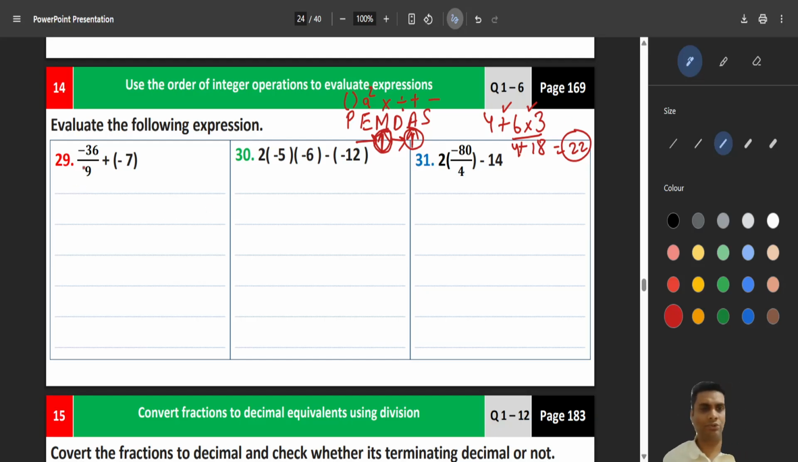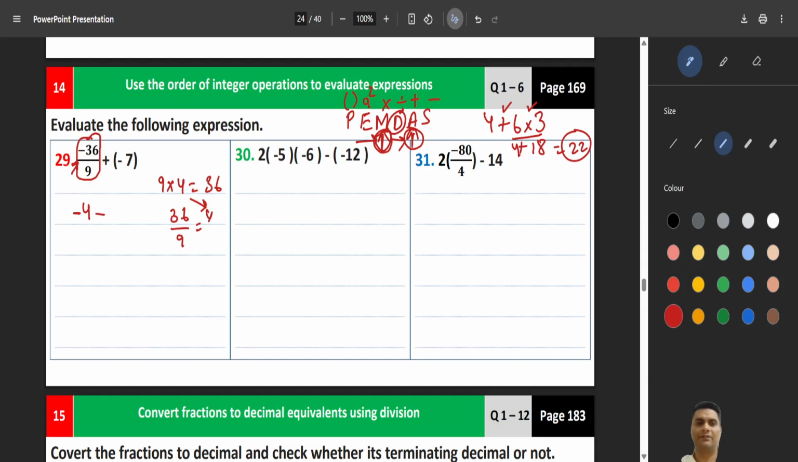Now check the question. In this question, I have divide here and I have plus minus here, right? So what should I do first? I should do divide. Yes, because divide comes before plus and minus. So 36 divided by 9 will give you 4. How do I know? 9 times 4 is 36, correct? Okay. Now do the numbers have the same sign or different sign? 36 is negative, 9 is positive, different sign. Different sign, so I will put negative in my answer.